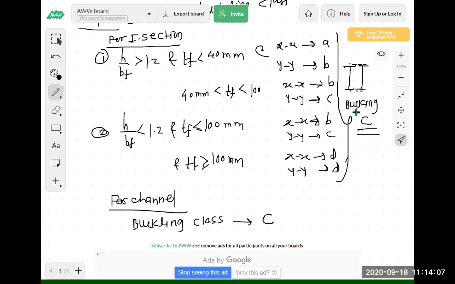So we cannot use this also. Are you getting? For built up I section, we cannot use this. Only take the buckling class as C. So for built up column, always we have to go on table number 9C. For C buckling class, for I section also or channel section also. So please, this is very important, VIMP. For built up column, built up I section, buckling class is C.